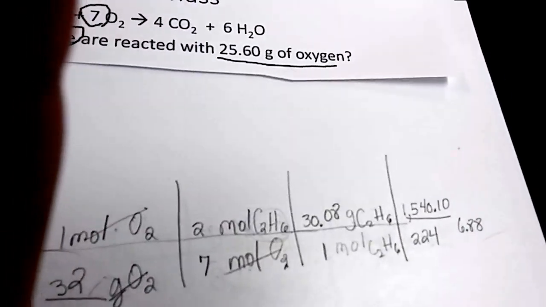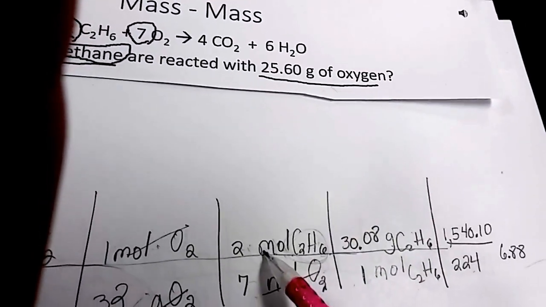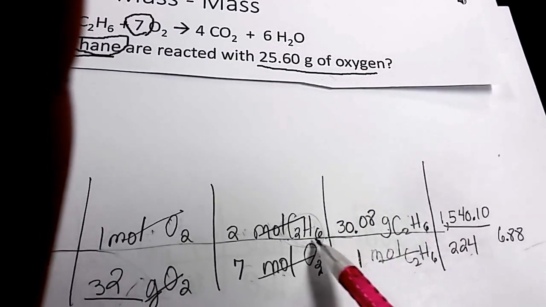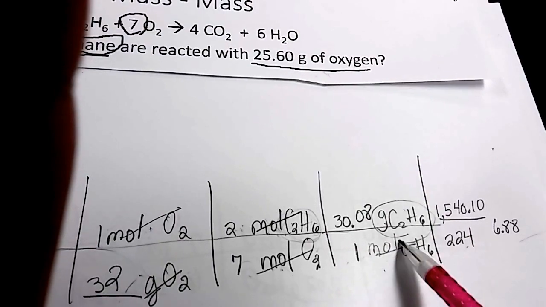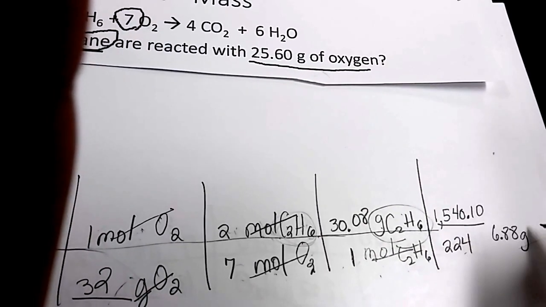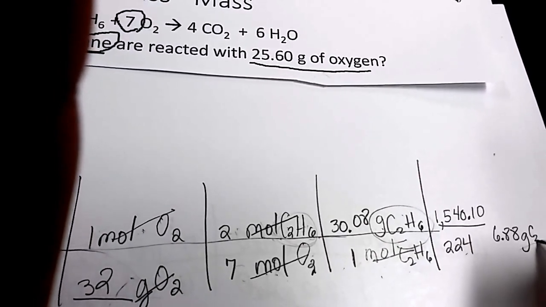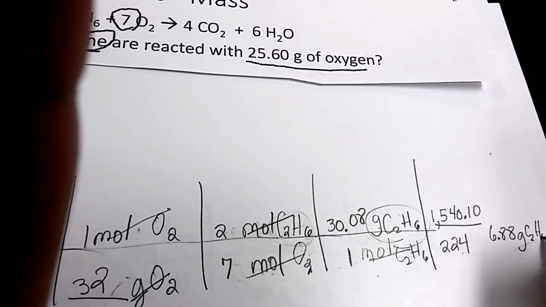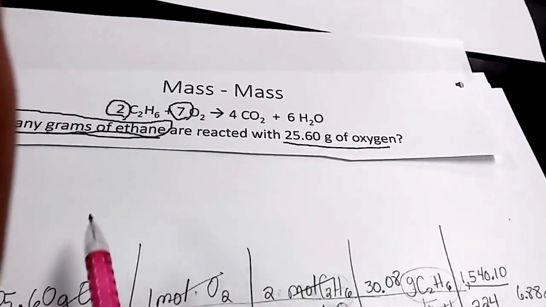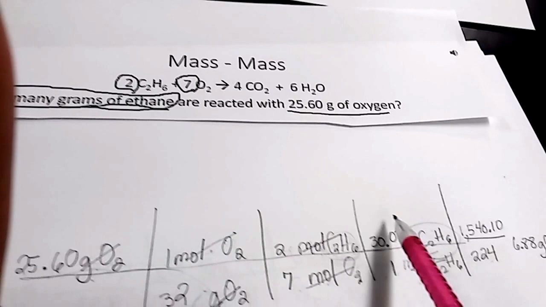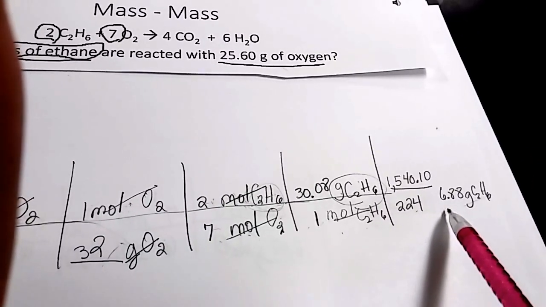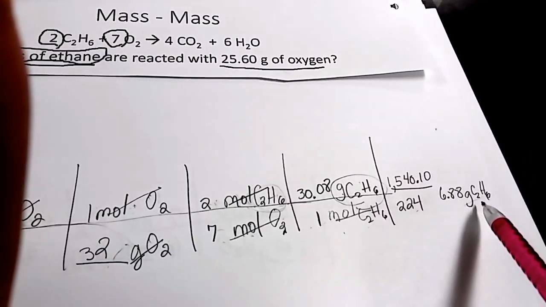Okay, as far as the units, we cancel. So this cancels with this because they're the same. And we're left with grams of ethane. So 6.88 grams of C2H6. And then if we look at the question, it's how many grams of ethane, and we're answering with grams of ethane, 6.88 grams of C2H6.